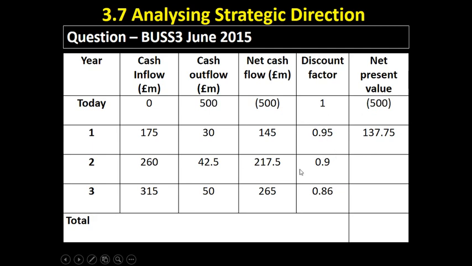However, using this discount factor, we can see that we're going to get £145 million in net cash flow in year 1, but it's only going to be worth 95% of what that money is worth today. So it's only going to buy me 95% of the goods and services that I can buy today. If I had 145 million today, I'd be able to buy 5% more goods and services than I can buy a year down the road.